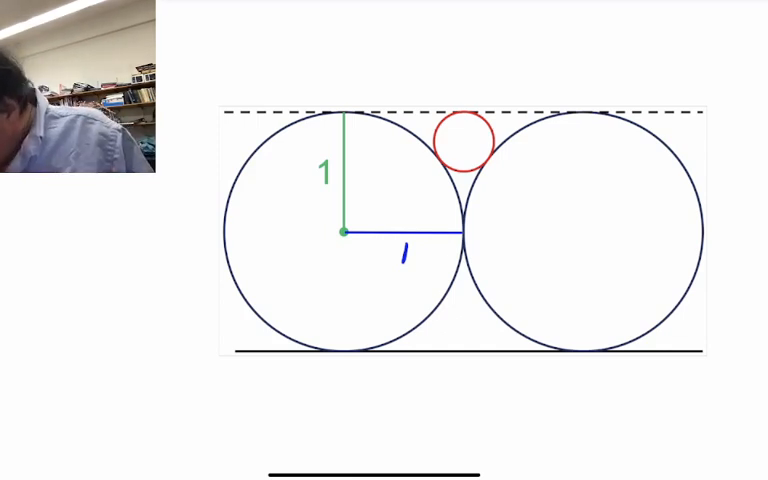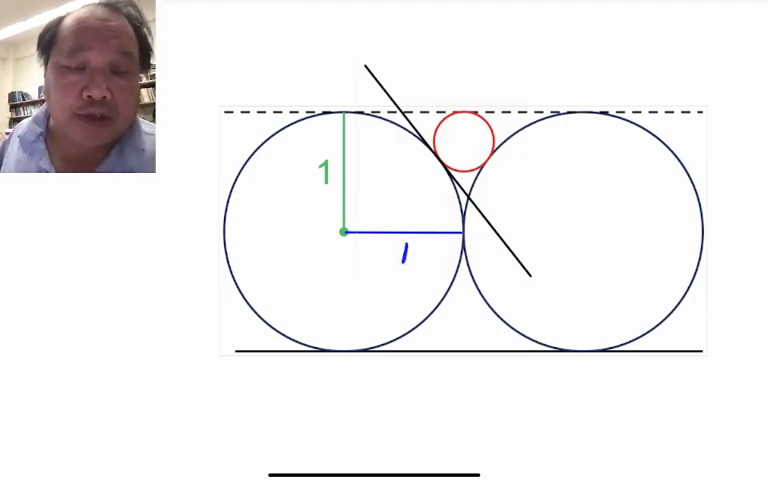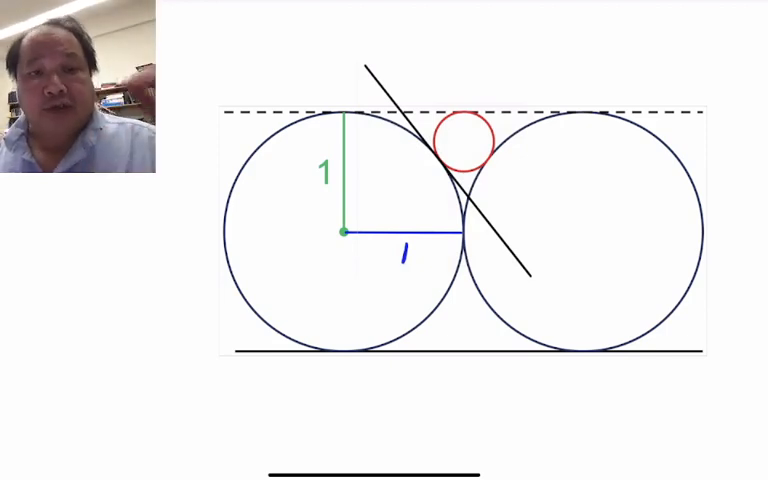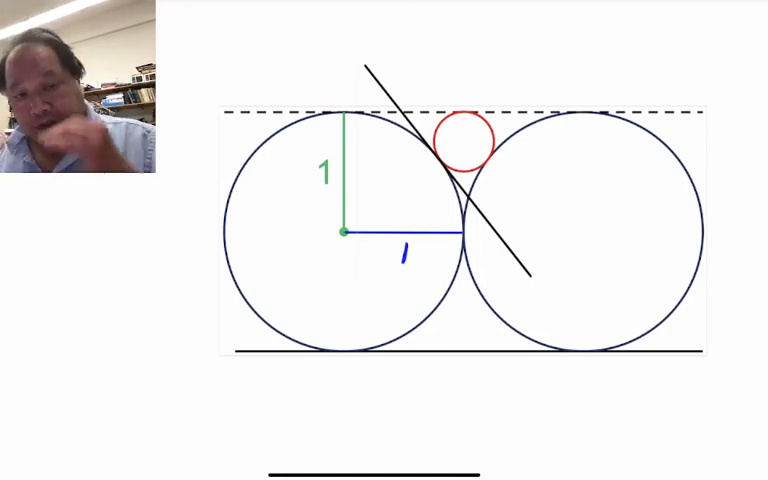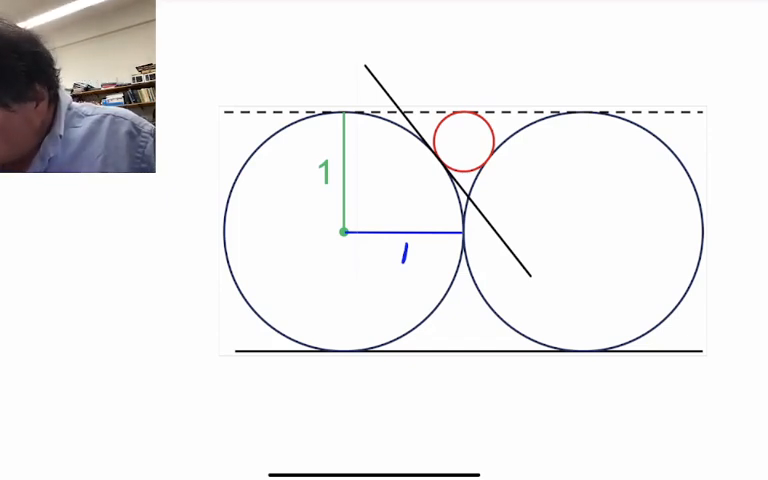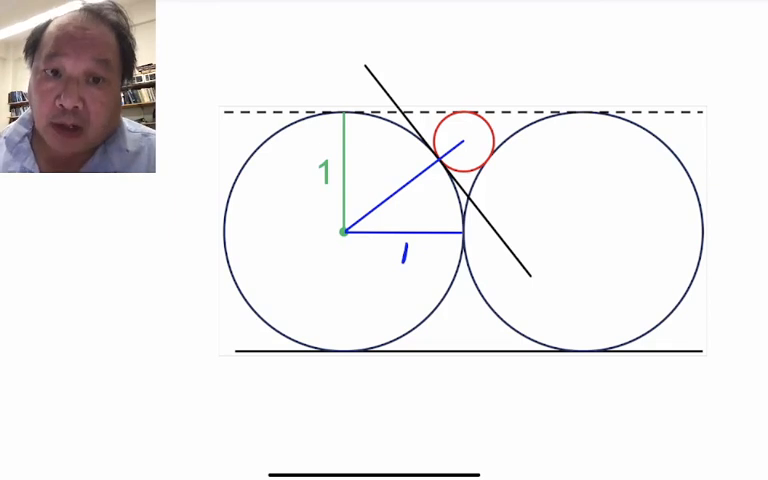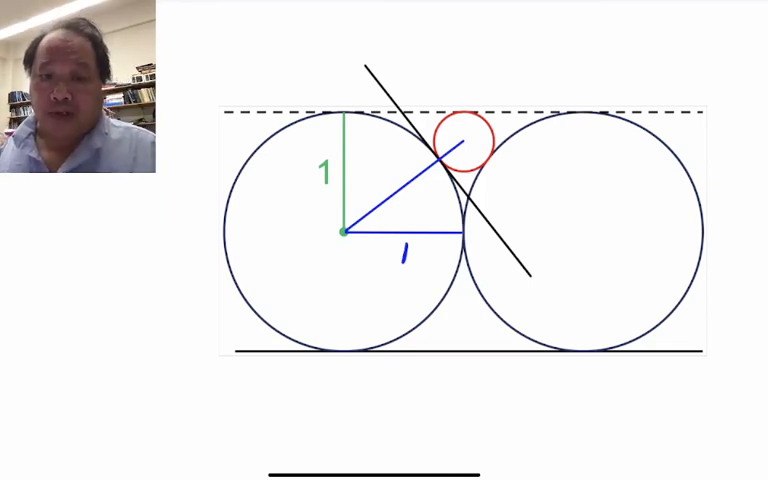I'm going to draw a black line here, and both the big black circle on the left and the little red circle are tangential to that diagonal black line. And since the radial line is perpendicular to that, I'm going to draw both the two radial lines here. This is the radius from the big circle to here, and then we keep on going to the center of the little circle, and since they are both perpendicular to the black tangential line, they are in a straight line. So I've drawn a straight line there.